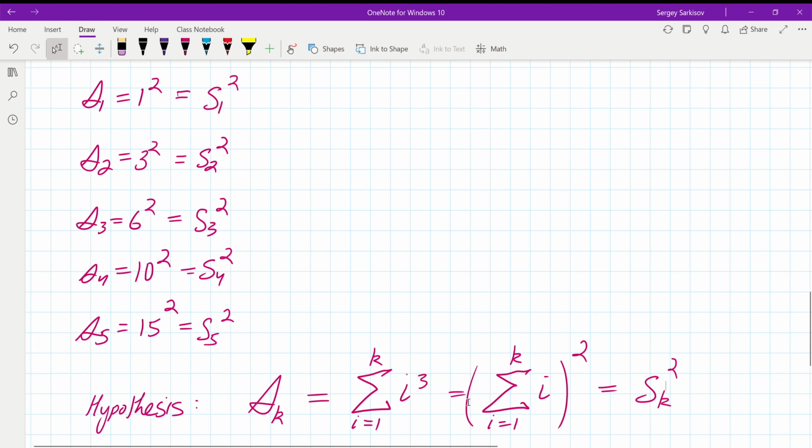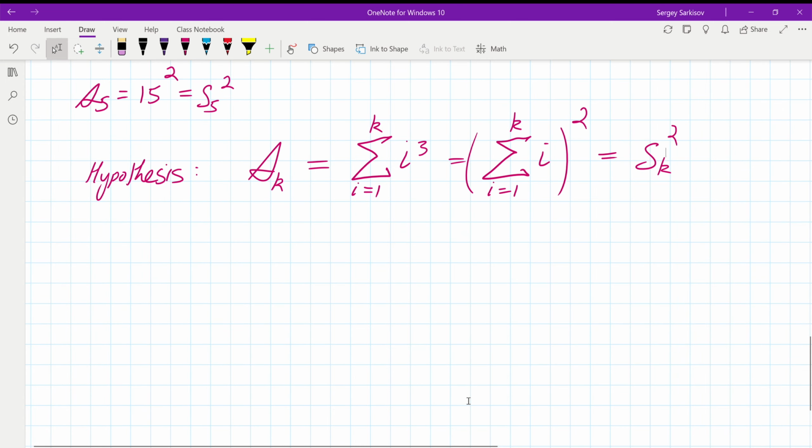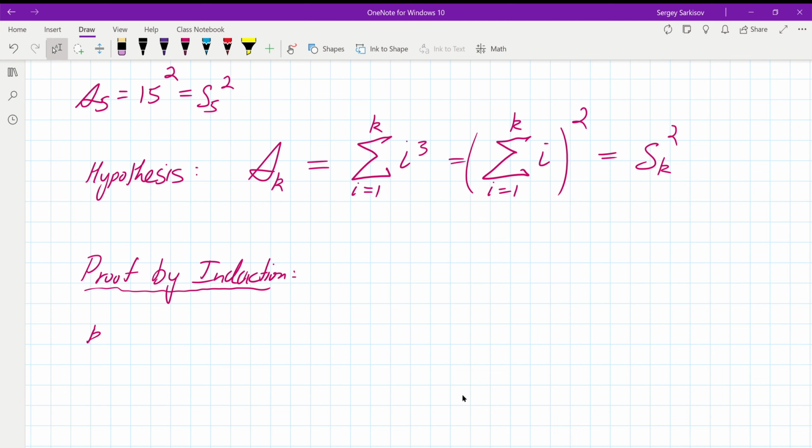Because we actually showed it for k equals 1, 2, 3, 4, 5. So, proof by induction. And this is not going to be as bad as we think. It's very similar to what we did in the last proof. Proof by induction is as follows.